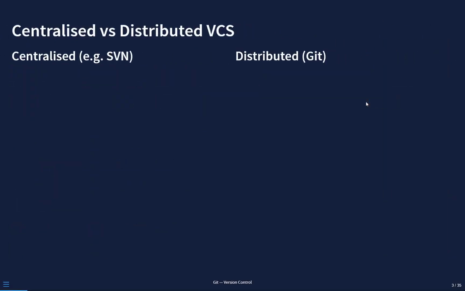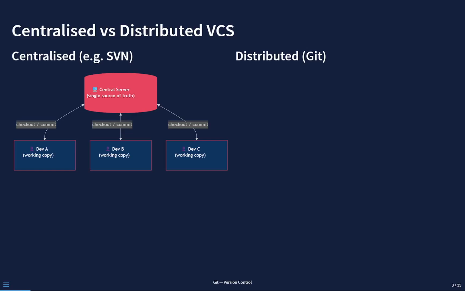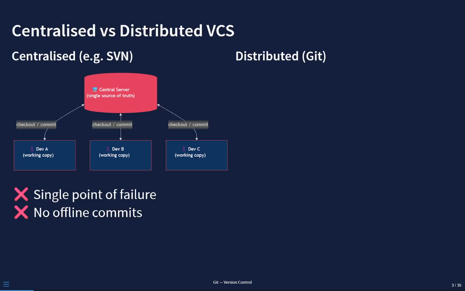Before we go deeper, it is worth understanding why distributed systems like Git exist by contrasting them with the older centralized model. In a centralized system, like Subversion or SVN, there is a single central server that holds the entire history. Every developer has only a working copy of the files, not the full history. To commit, you must have a network connection to that central server. The problem should be obvious. The server is a single point of failure. If it goes down, nobody can commit. If it is destroyed without a backup, you lose everything. And you cannot work offline. Every meaningful operation requires the network.